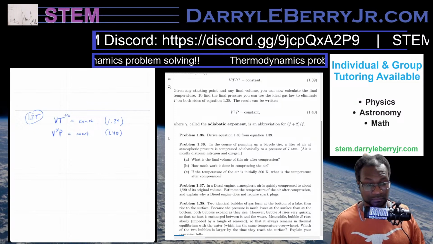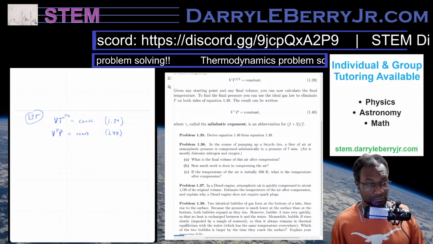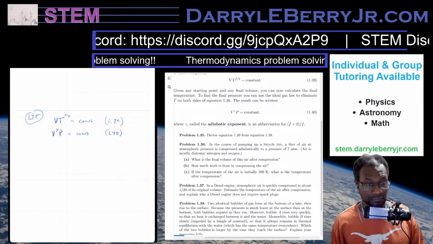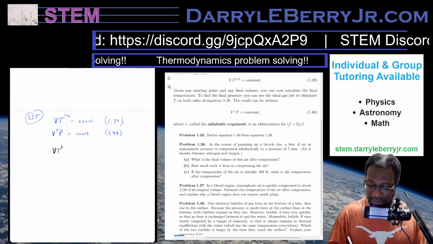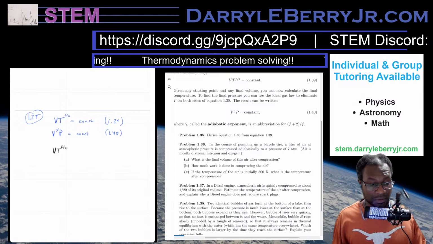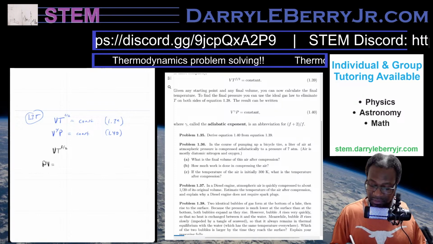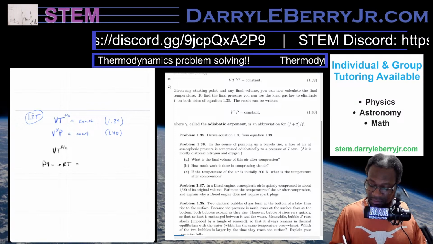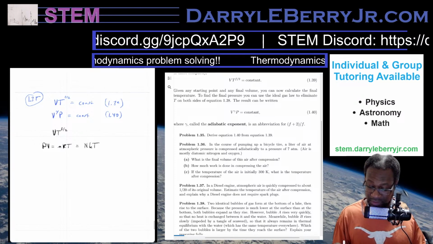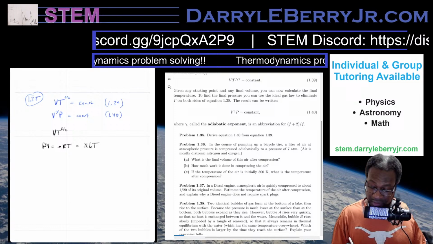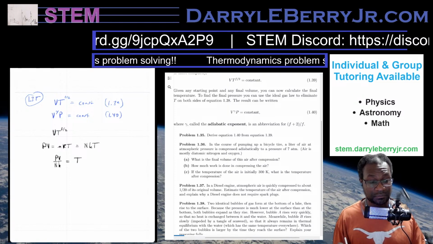See what we have, starting from 139, V T^(f/2). We're going to use the ideal gas law to eliminate T. So PV equals nRT equals NkT. So they use NkT, so PV over Nk equals T.